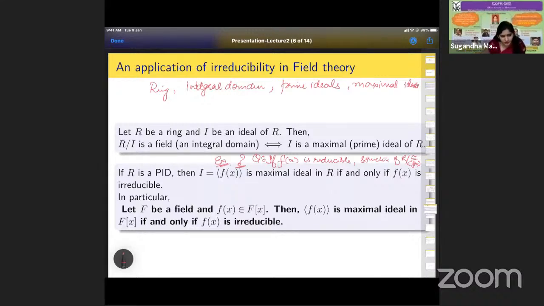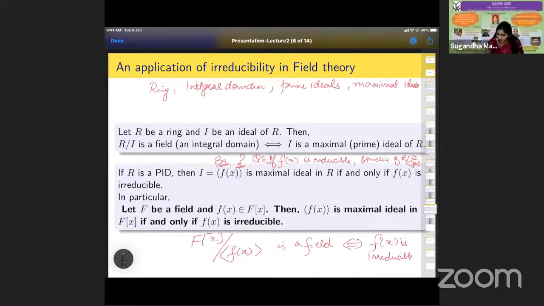And if you take a polynomial over F[x], then this ideal is maximal if and only if f(x) is irreducible. So what do you get if you look at F[x] modulo this polynomial, which is over the same field? This will be a field. In a nutshell, what do you get? A field, if and only if f is irreducible. Does that make sense to you?